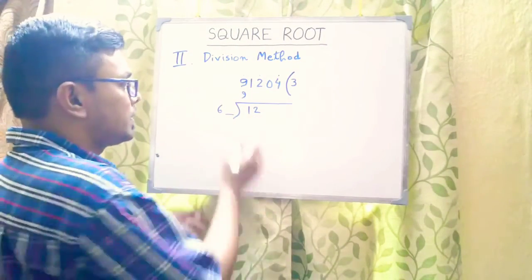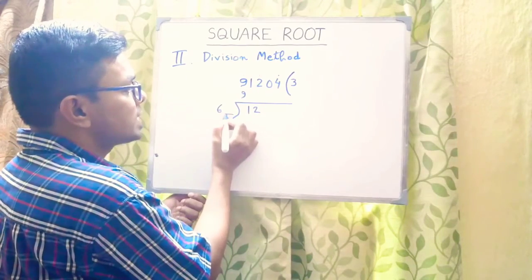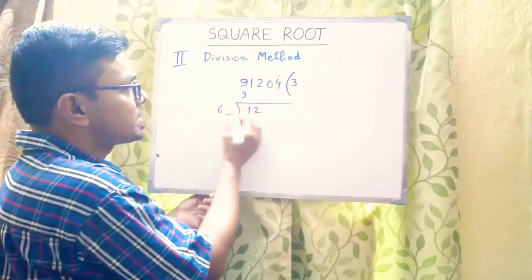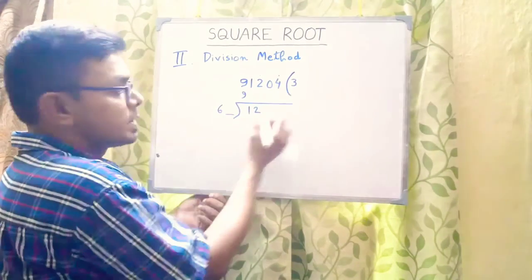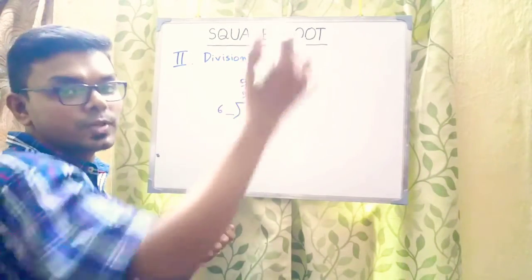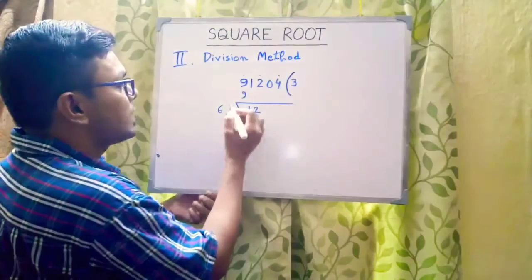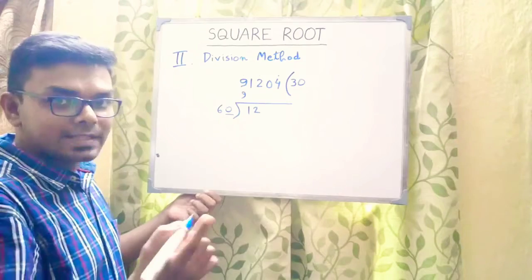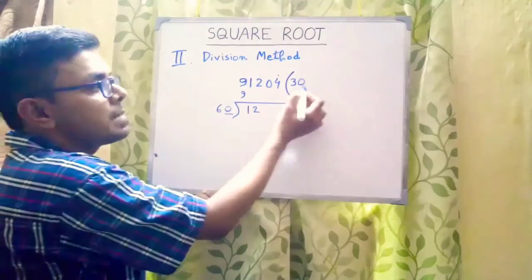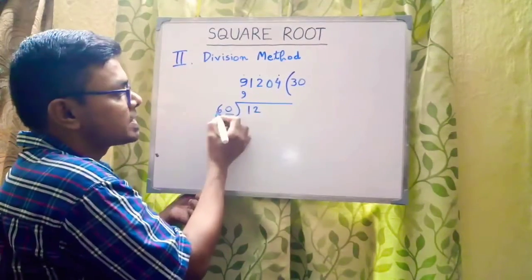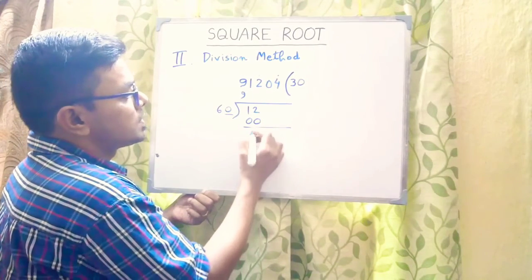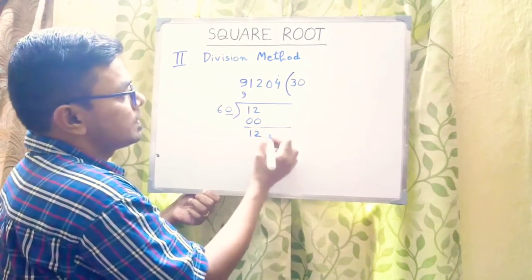Now what could be the smallest number here, smallest natural number? That could be 1. So 61 into 1 would give us 61, but that is much greater than 12. So let's try with 60 into 0. As I told you, whichever digit will come here, the same digit should come here. So 60 into 0 is 0. So we are left with 12.